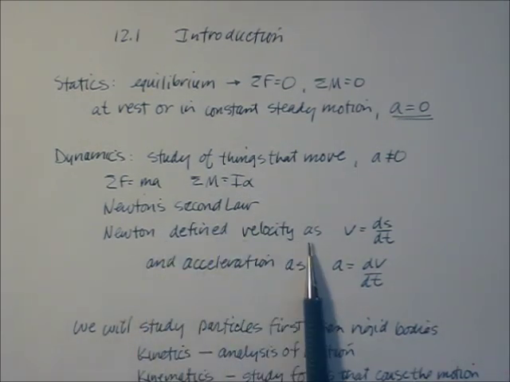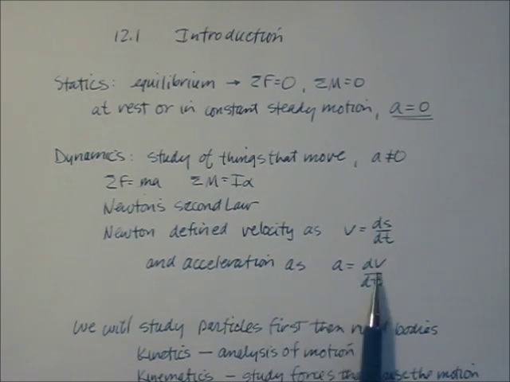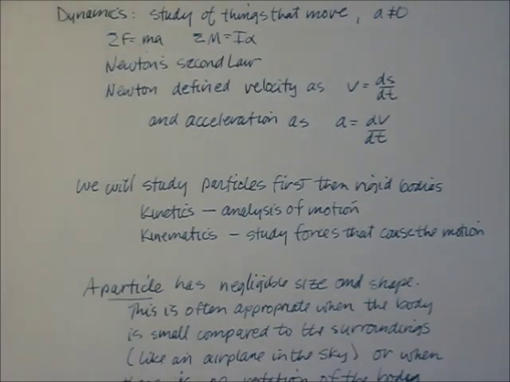And Newton defined velocity as the change in position with respect to time, or ds dt. And acceleration is dv dt, or the change in velocity with respect to time. So we're going to study these equations quite extensively. And first we're going to talk about particles and then rigid bodies.